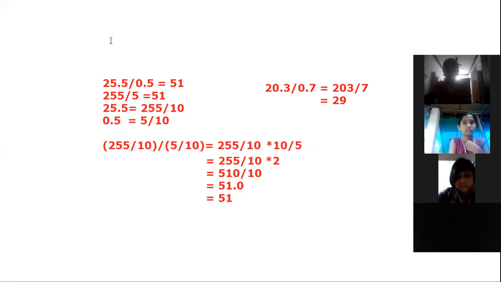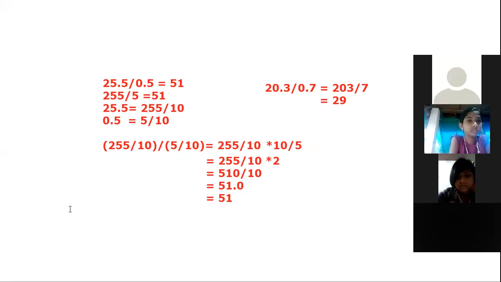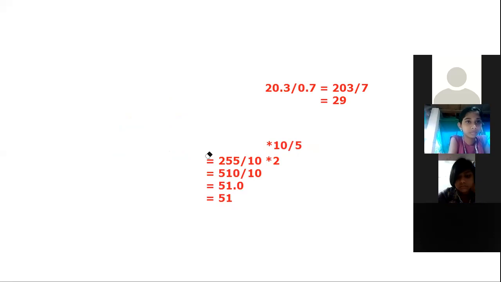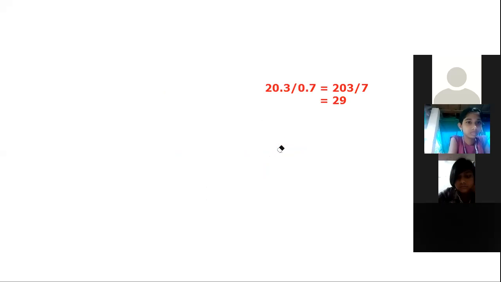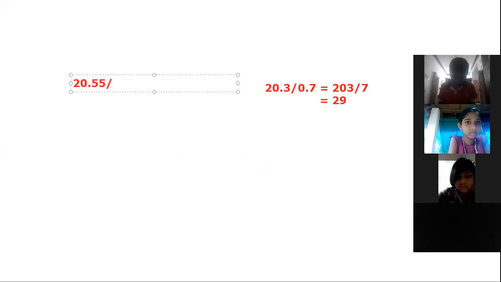Okay, then 20.55 divided by 1.5. 20.55 divided by 1.5. How will you divide 20.55 by 1.5? 2055 divided by 15.